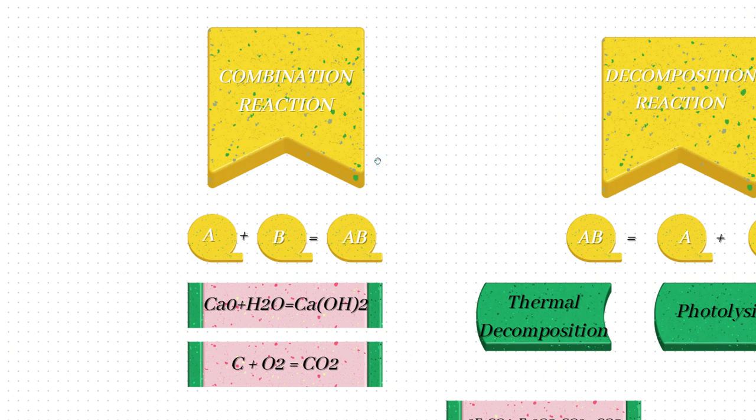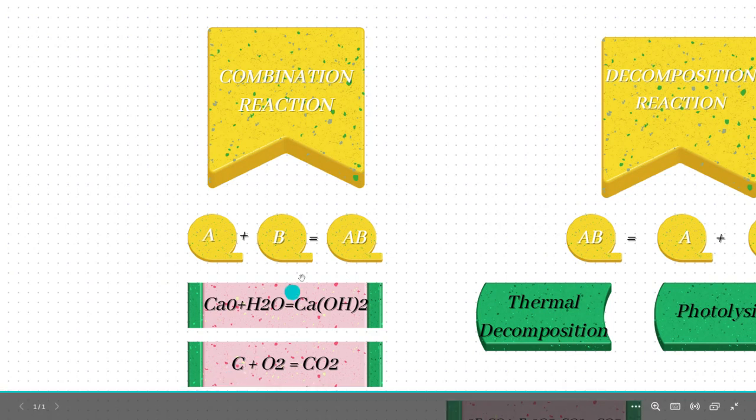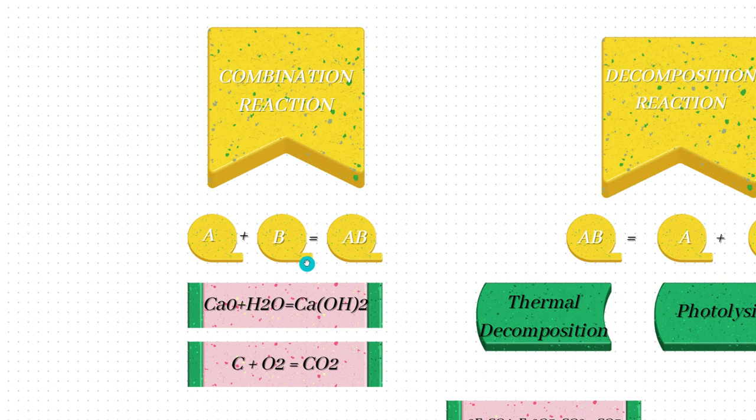So, what does it mean? When two or more reactants combine to form a single product, there can be so many elements on the reactant side, but in the product there will be only a single product. That is a combination reaction, where reactants combine to form a single product. Examples are calcium oxide plus water is equal to calcium hydroxide, as well as carbon plus oxygen is equal to carbon dioxide.